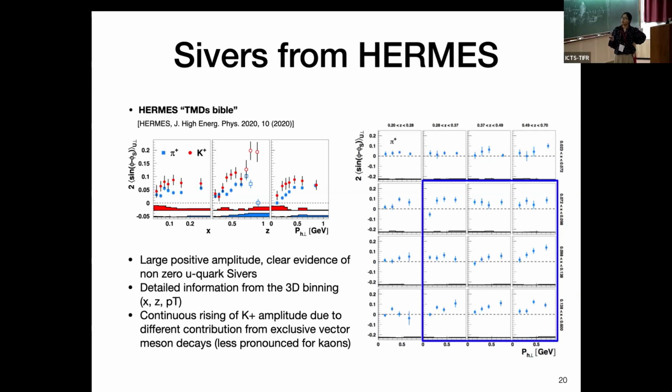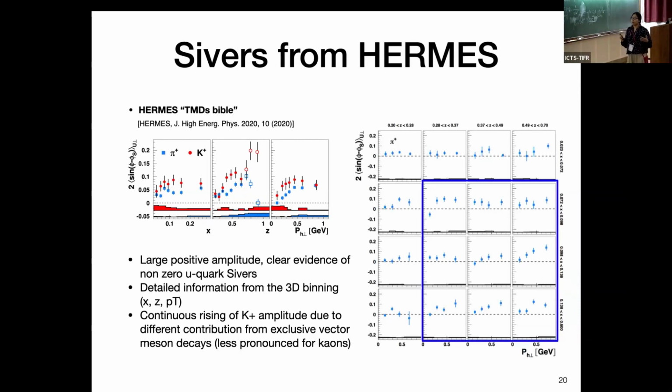This is one of the HERMES results showing the Sivers amplitude as a function of x, z, and transverse momentum variable, in one dimension. The rest of the variables are integrated over whenever you look at it in one-dimensional dependence. This shows the pi plus and K plus, different final state hadrons. You can see in general that these asymmetries are non-zero, and also quite large. So it clearly shows that there's a non-zero Sivers function for the u-quarks.